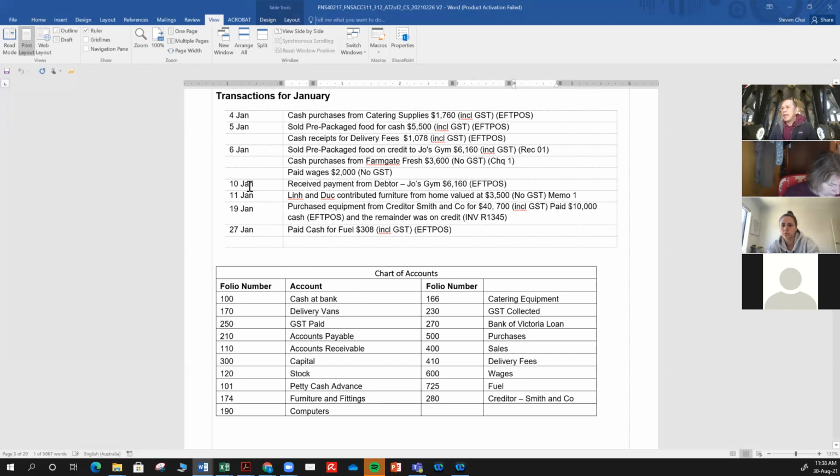Now, 10th of January, receive payment from debtors, Georgines. Okay, what did I tell you guys about receive money? There is no GST involved, okay? Right, so where do we debit and where do we credit? Karen, you want to give it a go? No, I'm trying to write this down, sorry. Okay, who else has done 10th of January?